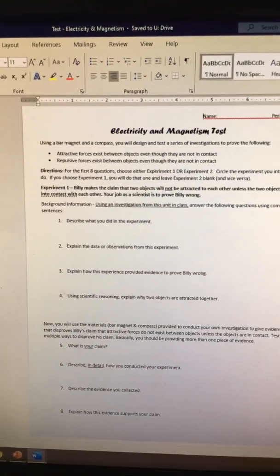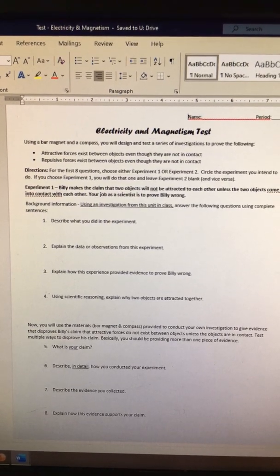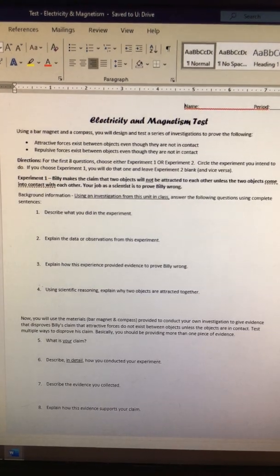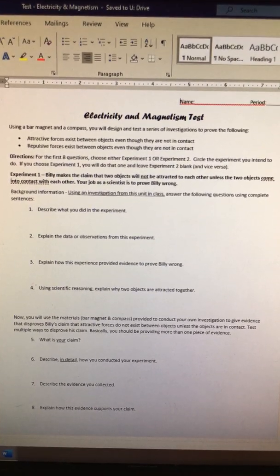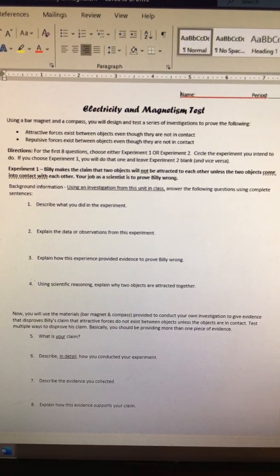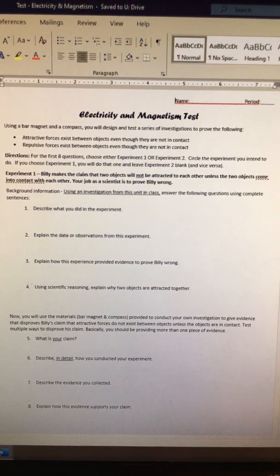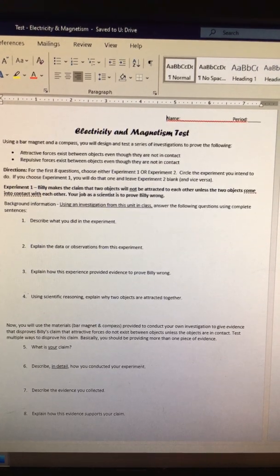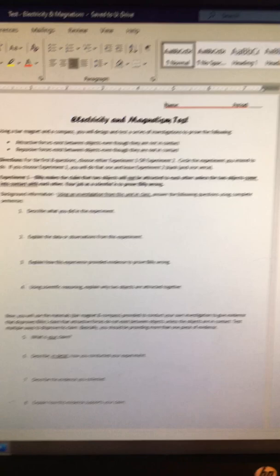So question 1 says describe what you did in the experiment. So look back at something we've already done in class and just tell me what we did in that experiment. Okay. Question 2, explain the data or observations from this experiment. So what did you observe happening, or what kind of data did you collect? Question 3, explain how this experiment provided evidence to prove Billy wrong. So again, Billy and or Angela, depending on whether you chose experiment 1 or experiment 2. How did that thing that we already did in class prove those two students wrong?